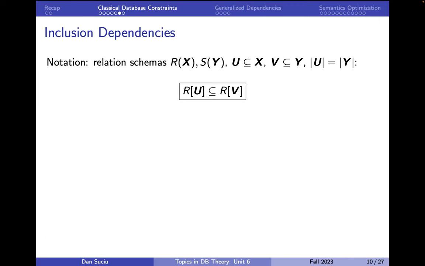Okay, and the last one is called inclusion dependencies. They're actually kind of important. So we have two relations this time. It's the first time we have a constraint between two relations. And we have two subsets of their attributes of the same length, with the same number of attributes. And an inclusion dependency says that the projection of R on the set U is a subset of the projection of S on the set V.